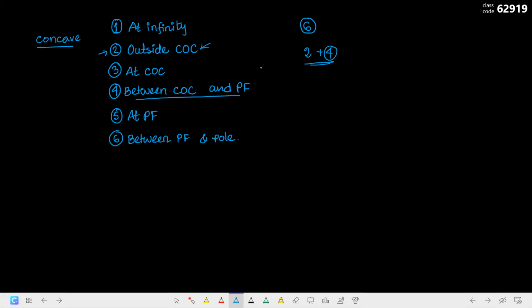এইটার যদি কেউ ডিটেইলস দেখতে চাও, 6টা রে ডায়াগ্রাম আমি ফুল বোর্ডের মধ্যে এঁকে দেখাইছিলাম। প্লিজ ওইটা একটু দেখে নিবা। এখানে সবচেয়ে ইম্পর্টেন্ট হচ্ছে বিটুইন প্রিন্সিপাল ফোকাস এন্ড পোল, একমাত্র এটাতেই আমরা ভার্চুয়াল এন্ড ইরেক্ট ইমেজ পাবো, ঠিক আছে?